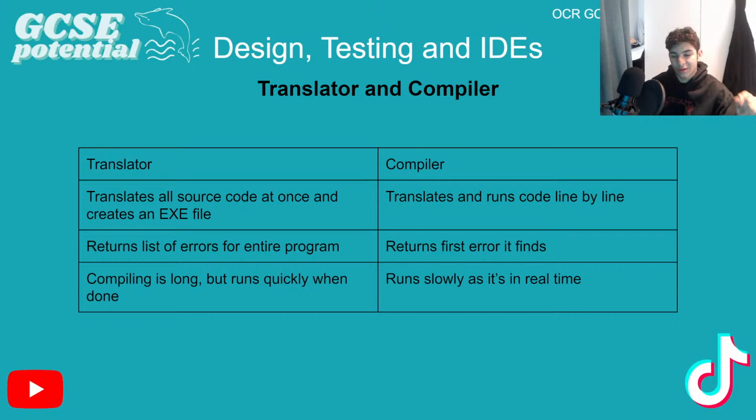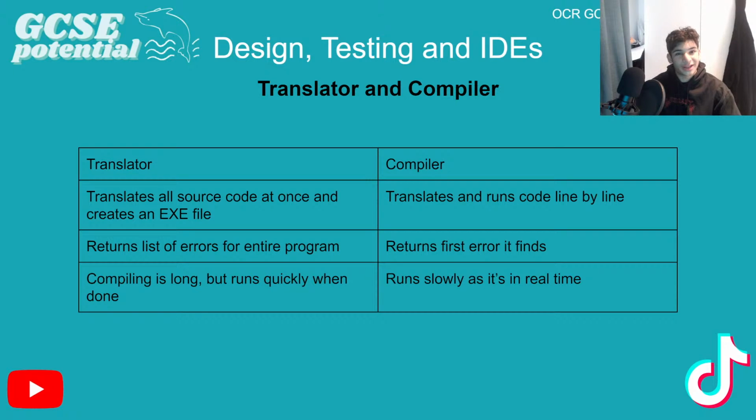So it reads code line by line and then runs it. With translators, a few features are that after you've clicked run, it creates the exe file, translates all the code, and returns a list of errors for the entire program. But with a compiler, because it's going line by line, it returns the first error it finds, and it doesn't continue.